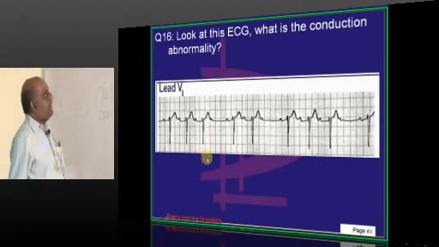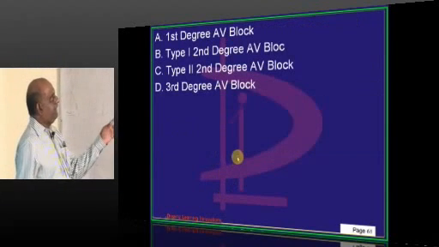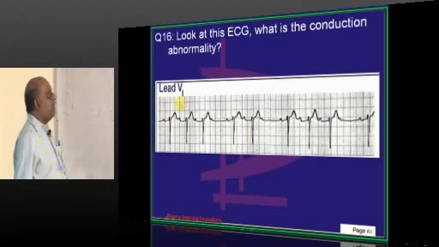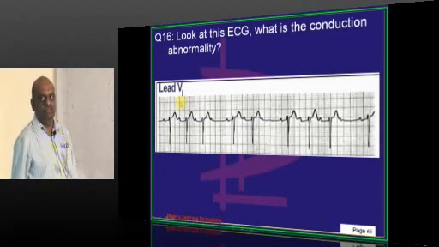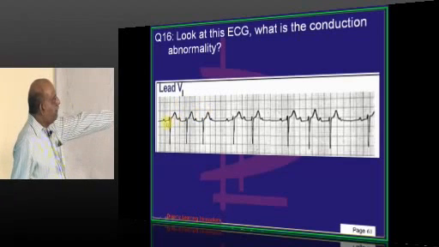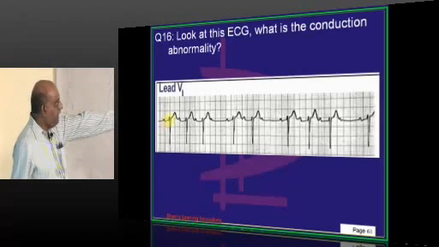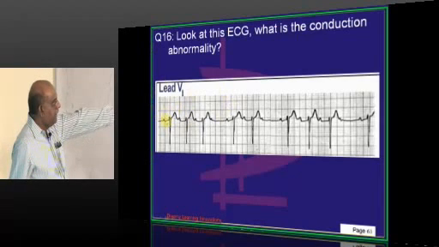So look at this ECG, what is the conduction abnormality that you are having? This is an example of second degree heart block of type 1. How do you recognize type 1? If you look at the PR interval, P wave to QRS.